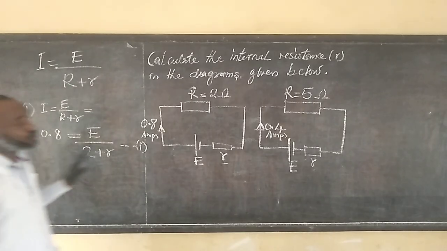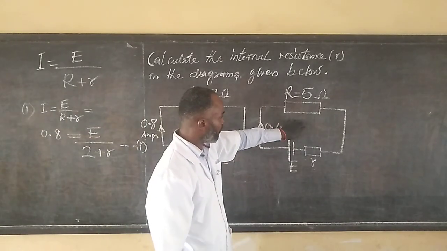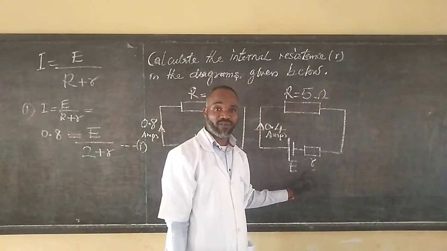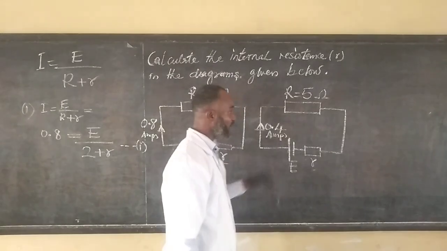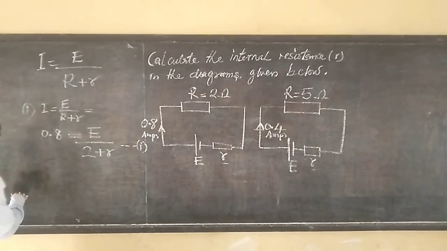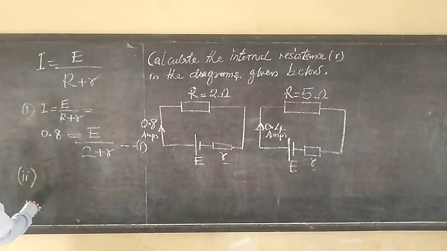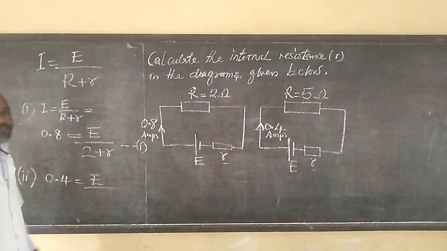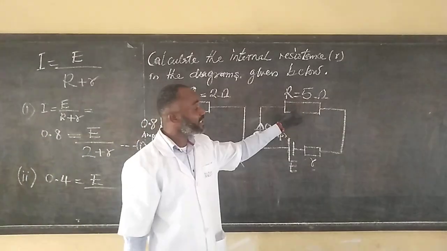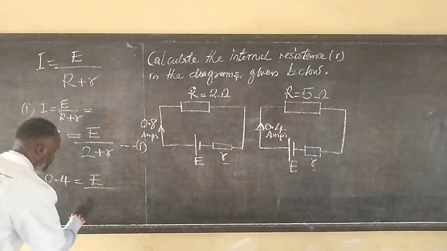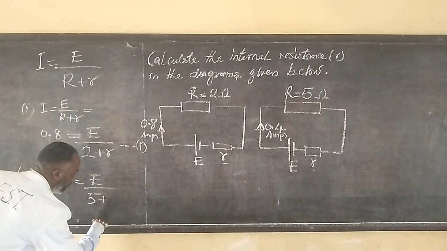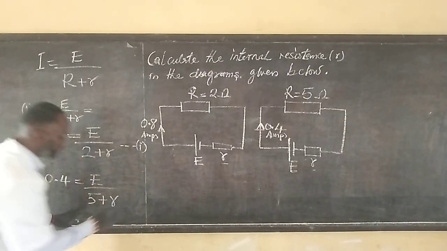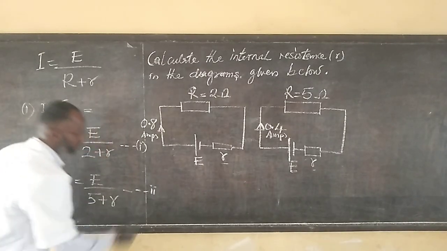Equation number 2 has to do with the second diagram, where we have the external resistance as 5 ohms. Internal resistance is not given. Current is given as 0.4 amps. So we start again in number 2: 0.4 is equal to E all over the external resistance, 5, plus small r, which is not given. That's what we are looking for. And this is equation number 2.